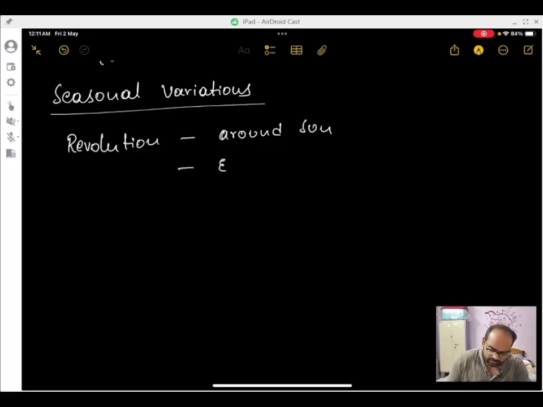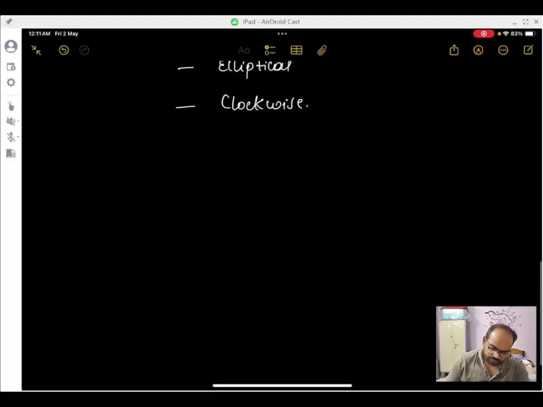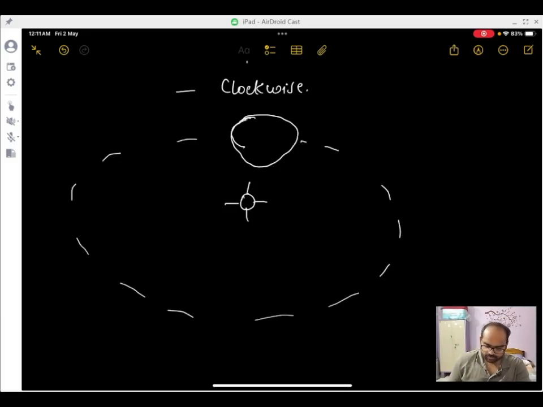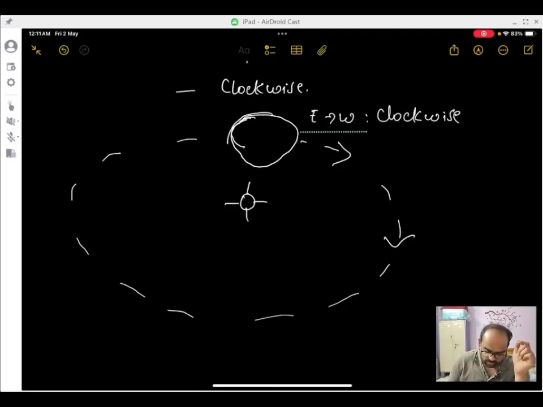Revolution happens around the sun. It is elliptical and clockwise. If this is the sun, Earth moves in an elliptical way, in an east to west direction, that is clockwise, and it revolves around the sun. And also, please don't mind my diagrams. I'm really bad at drawing.